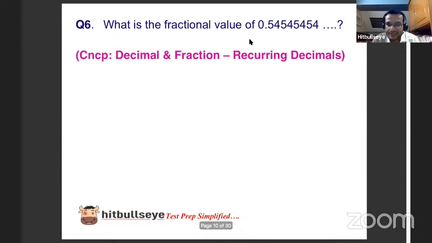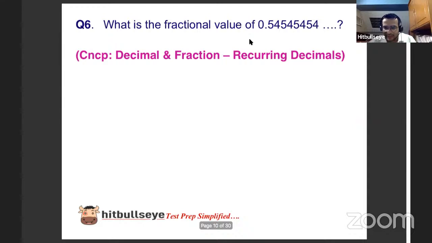These are recurring decimals, and the value 54 is repeating, and we have to convert this into the fractional value. How do we go about it? Does anybody have any clue? Otherwise, I'll quickly get into details. Okay, no worries. We'll quickly solve it.